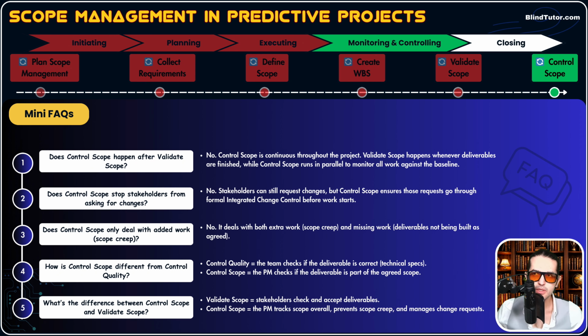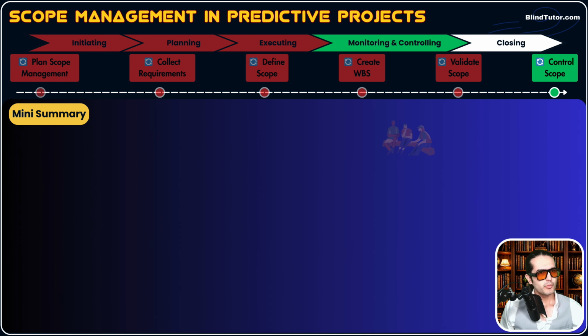Now it's time to summarize everything. We've learned a lot in this process. Let's have a mini summary of control scope. Look up there, guys. We are doing scope management in predictive projects. What phase? Monitoring and controlling.